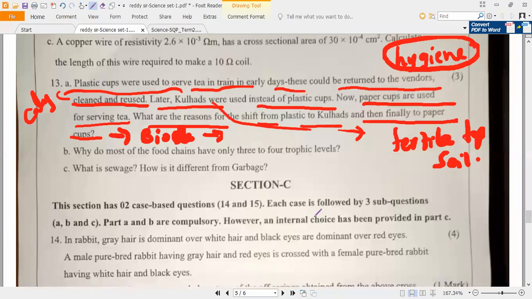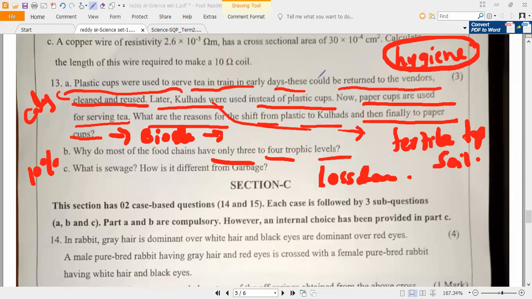Next, why do most food chains have only 3 or 4 trophic levels? This is also what I have taught you. Anybody? Because of loss of energy, sir. Very good. Because of loss of energy from every trophic level. So very rarely will more than 5 trophic levels be there, because only 10% of energy is transferred from one trophic level to another. So once it crosses a maximum of 3 or 4, the amount of energy available is not sufficient for sustaining the organism. Yes or no, guys?